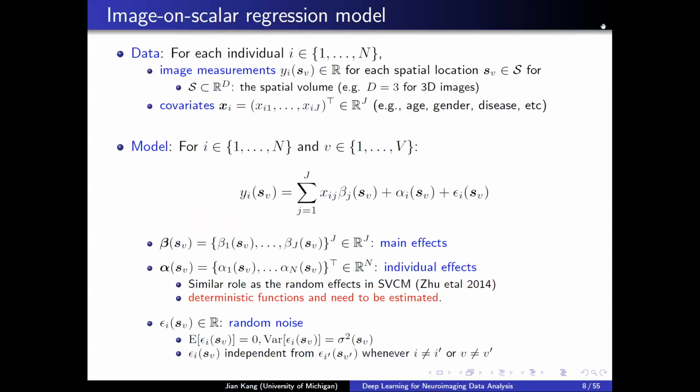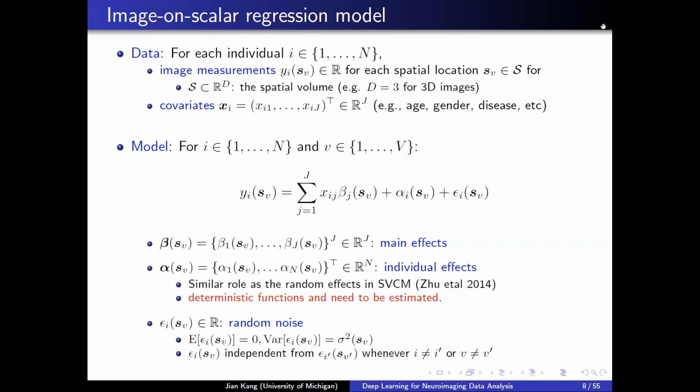The setup is like this. We have a data set. Suppose we have n observations, and the image measurements are represented by Y_i(s_v), where s_v is the location, the imaging measurement at one of the brain locations. And we have a set of covariates, here J covariates. The regular model for this type of analysis considers the image Y_i(s_v) as the response, and we regress on X_ij, j from 1 to J.